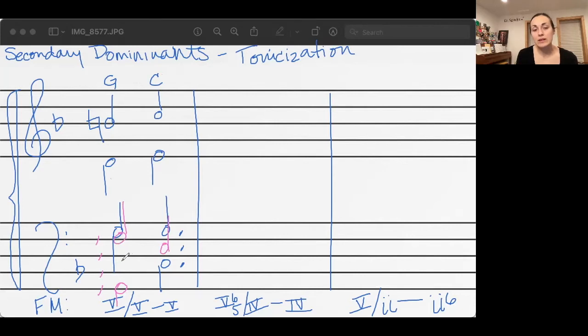Even in contrary motion, parallel fifths in contrary motion count. So most likely, if we have a root position complete 5/7, we are going to have an incomplete root position 5. Something like that. We would have to triple the root.